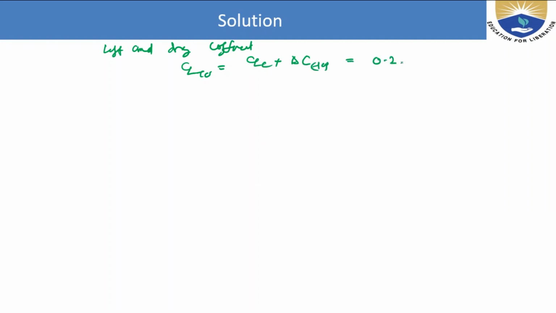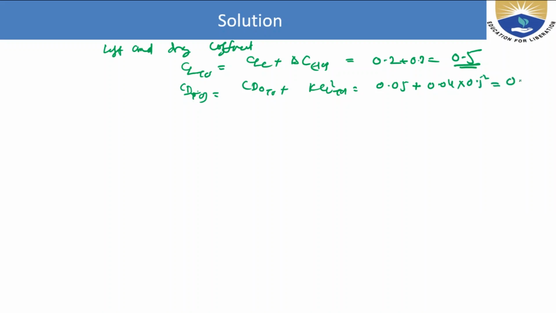So 0.2 plus 0.3 is equal to 0.5. Now CD of takeoff is equal to CD naught of takeoff plus K CL squared of takeoff. CD naught is 0.05 plus 0.04K into 0.5 squared. You will get 0.06.